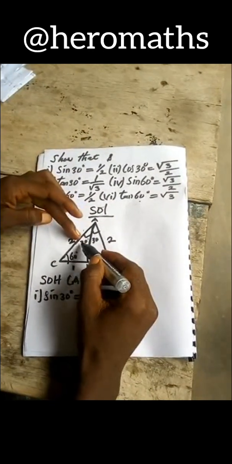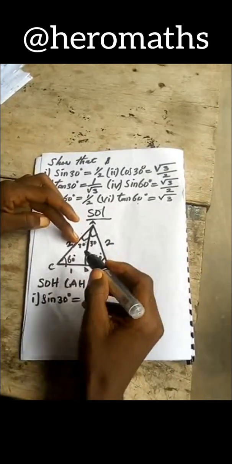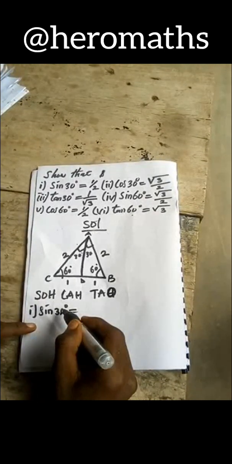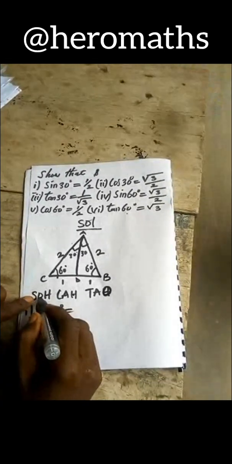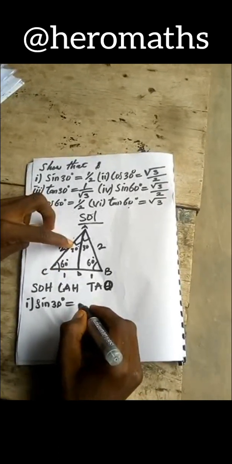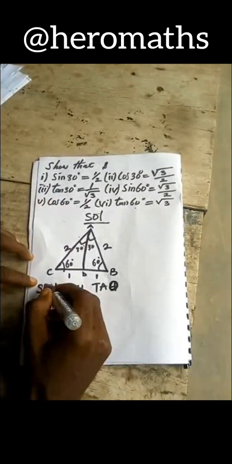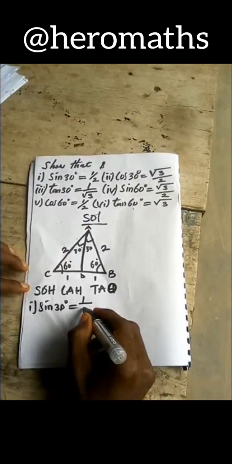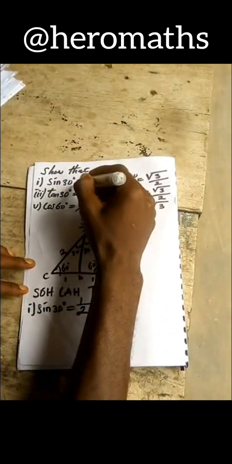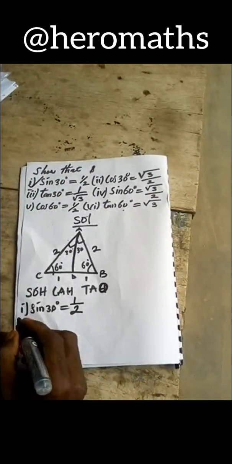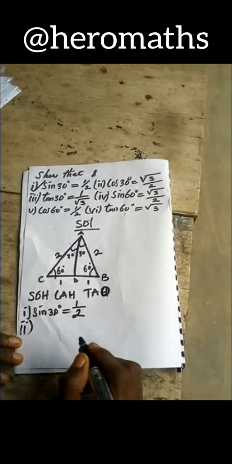So now our angle of consideration is 30 degrees. They say sin 30 degrees, and this is the opposite. SOHCAHTOA says sin is equal to opposite all over hypotenuse. So the opposite is what? It is 1, and the hypotenuse is 2, which is the longest side. We have proven this very one: sin 30 is equal to half. Let us go to the second one.